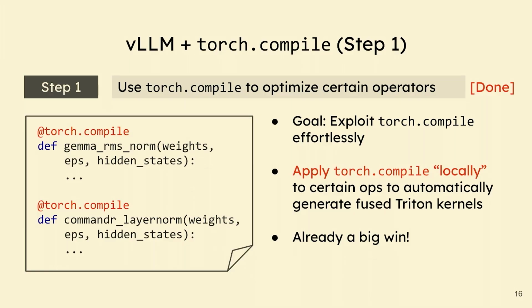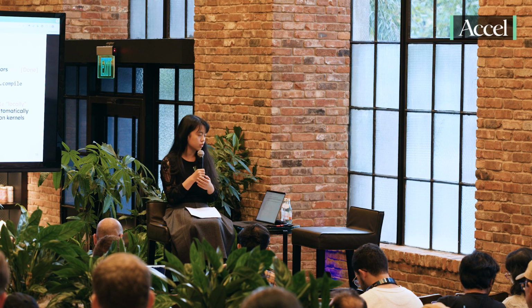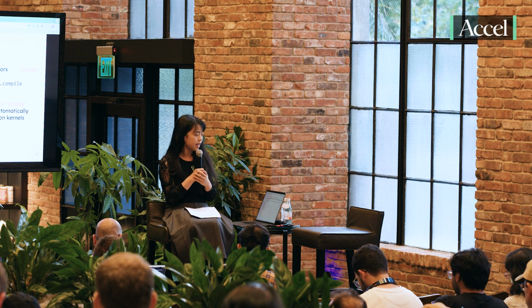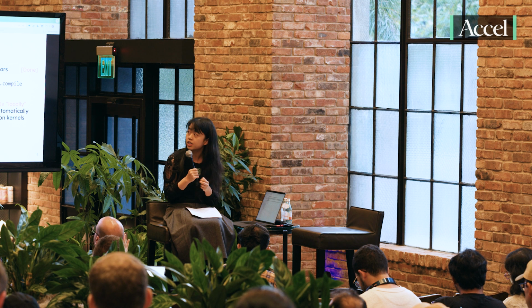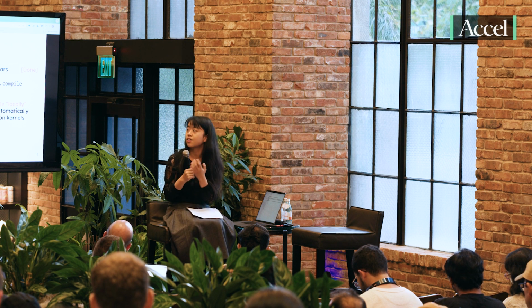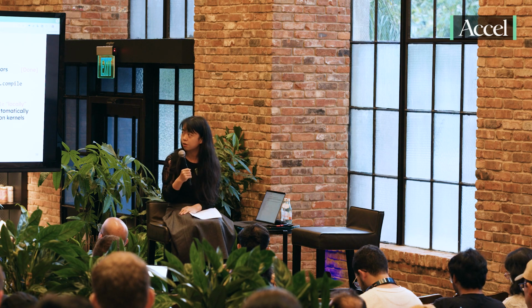The very first way we integrate Torch Compile is to apply it locally. For example, models often have slightly different layer norms in terms of precision or operation order. Instead of developing a custom kernel for each layer norm, we just use Torch Compile for those slightly different layer norms, treating it like Triton kernel generation. This is already a big win for us because we don't need to write any kernels ourselves. We just use Torch Compile.